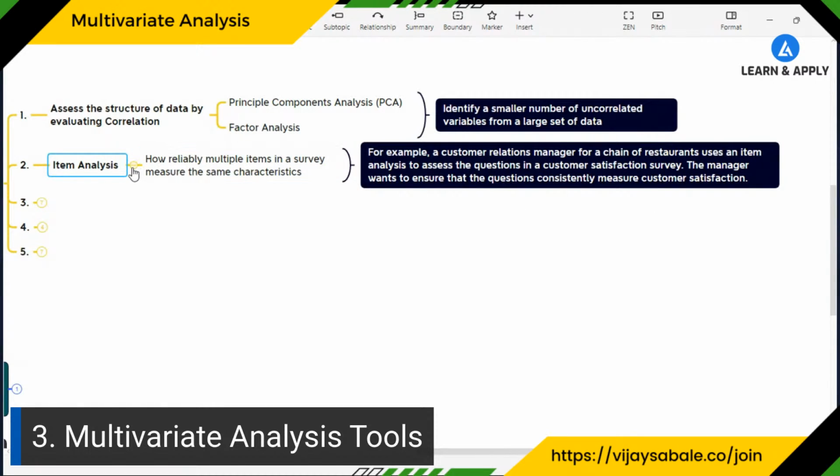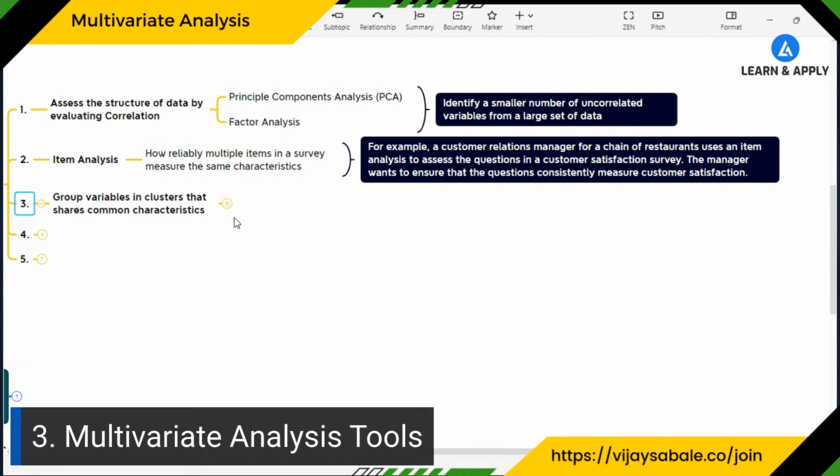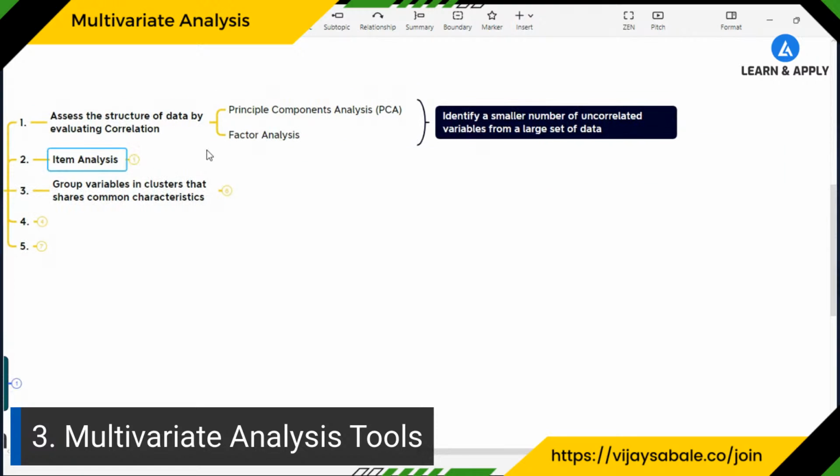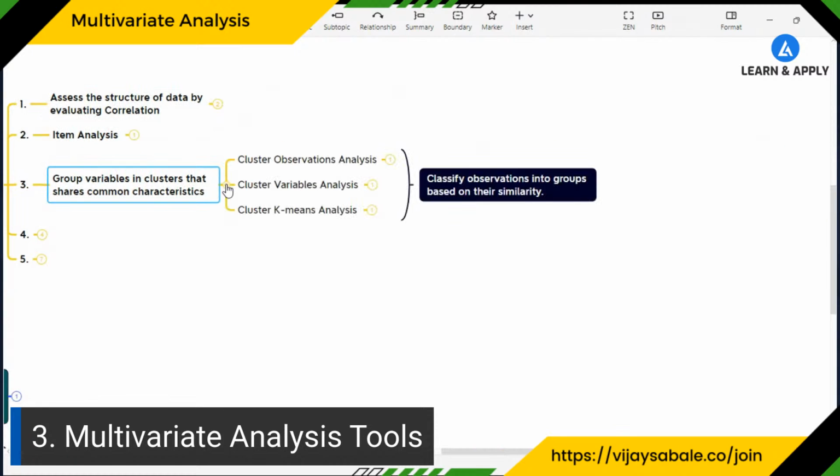Now let's go to the third part, which is the grouping of variables, and that is explained in terms of graphical results, right? Group variables in clusters that share common characteristics. As a part of this, we have three important types. The first one is cluster observations analysis. The second one is cluster variables analysis. And the third one is cluster k-means analysis. Here we are going to group the variables based on their similarities. Classify observations into groups based on their similarities.